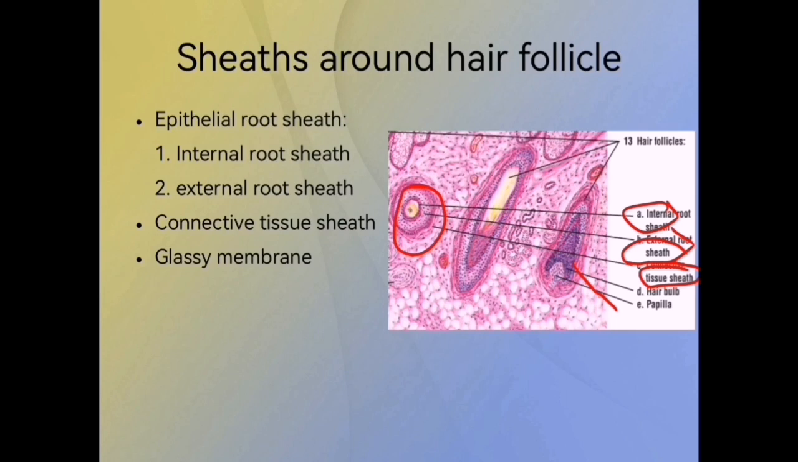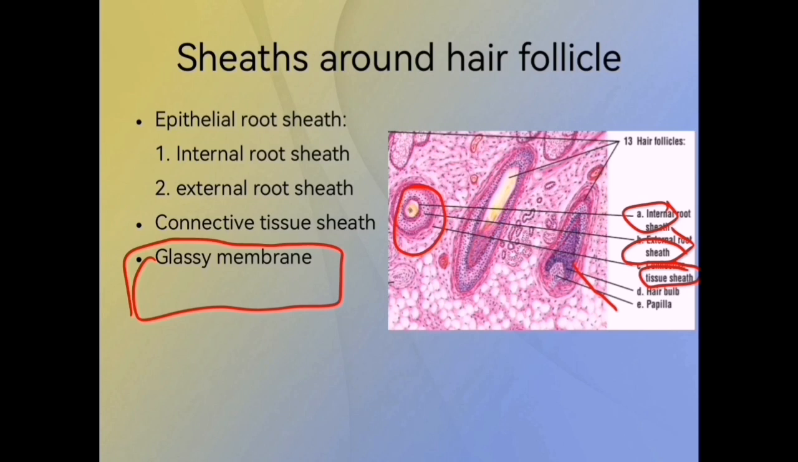So take note, we have a structure here which we call the glassy membrane. This is simply a thickened basement membrane located between the epithelial root sheath and the connective tissue sheath. So it separates the two.